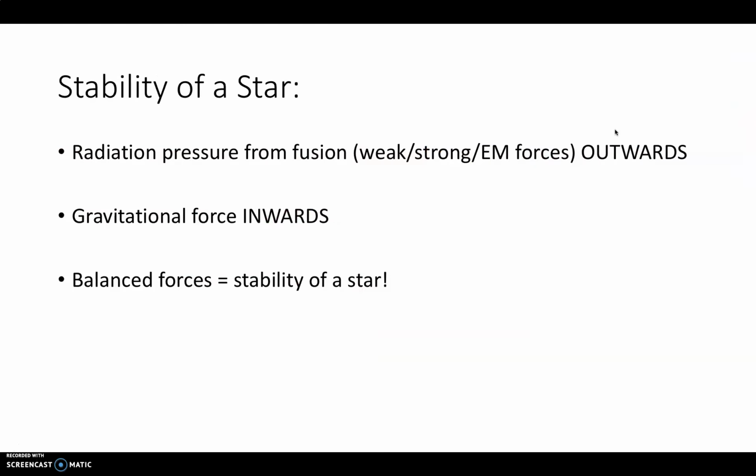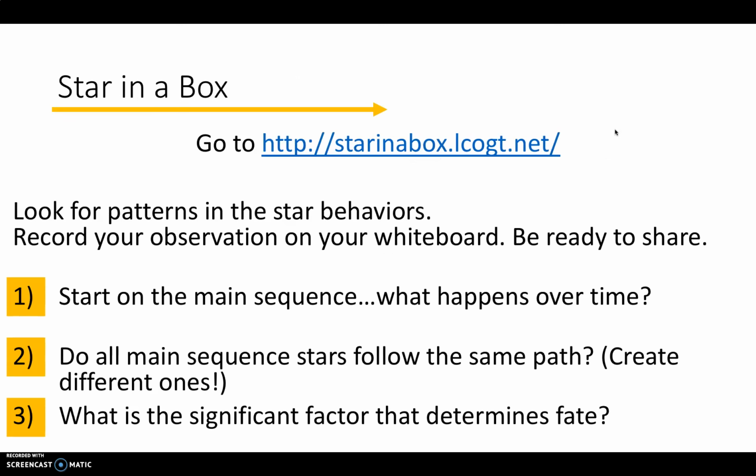And so this is a really useful thing to remember: there is a radiation pressure from fusion within the star, caused by the weak and strong electromagnetic forces, pushing outwards, and that gravitational pull inwards. We have a stable star only when those two forces are balanced. Our sun currently has a stable radiation pressure and gravitational balance. And so that means that it's stable, it's shining the way it is. And this is something that's going to be really influential in what happens to a star over its lifetime.